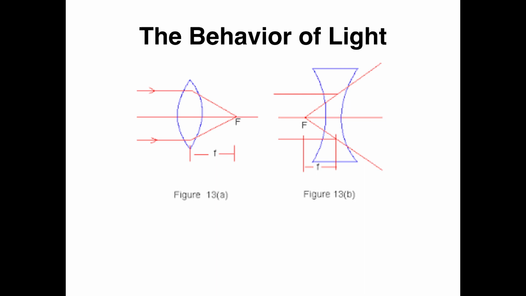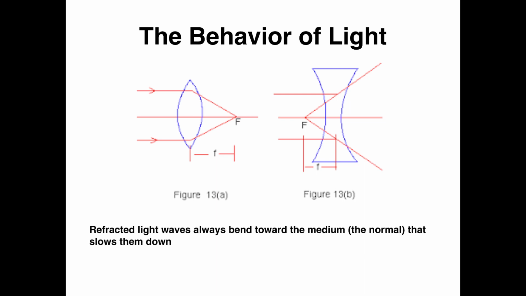Now these are lenses, and these take into account the idea of refraction. You see on the left a convex lens, you see on the right a concave lens. A convex lens bends the light toward the middle at a focal point. A concave lens bends the light away, and the focal point ends up being on the same side as the object itself.